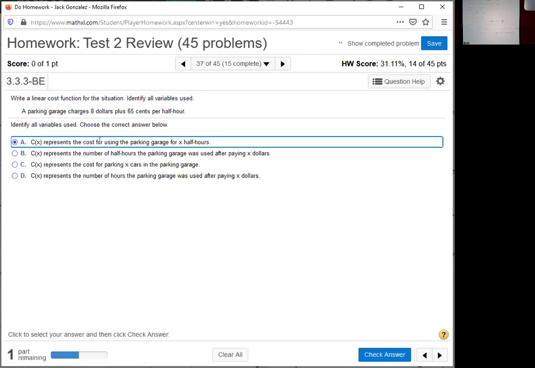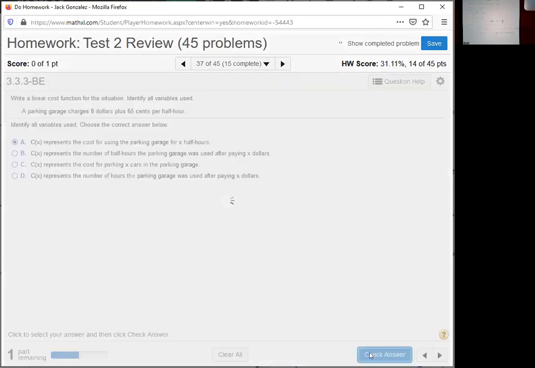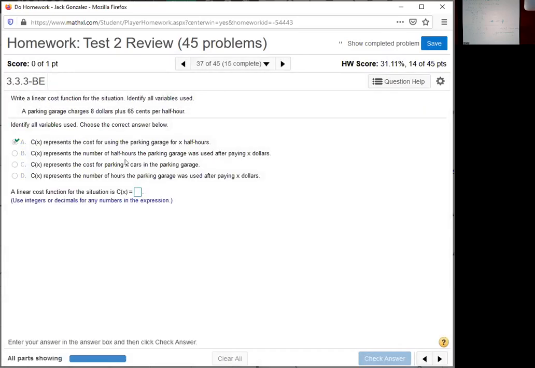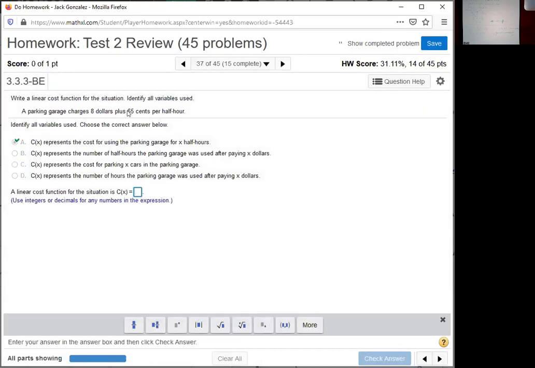The only one that makes some sense is this one. It says using parking garage for x half hours. So the C function will give you that, but they don't incorporate the 8, so I'm assuming they're doing that on their own. That was not very clear. But you would write 65 cents, so 0.65x plus the fixed cost. Remember how we wrote the cost function in the notes? We said it's going to be fixed cost, the b term, and whatever's on the slope is the rate per whatever. Like if they said it's $1 to make x items, it'd be 1x plus something.